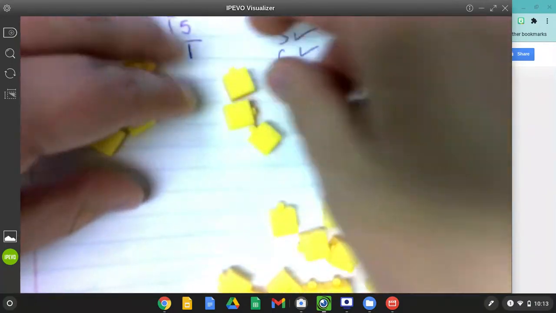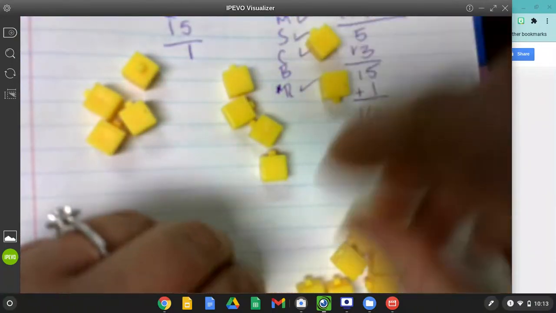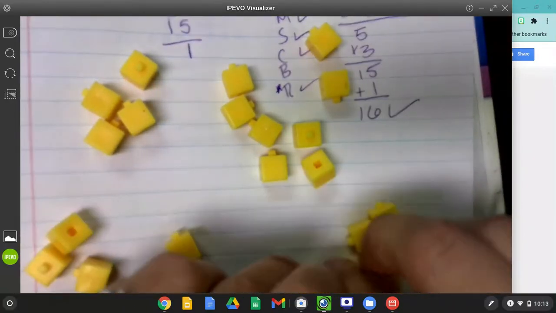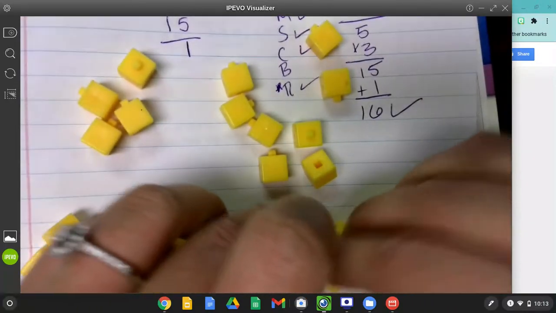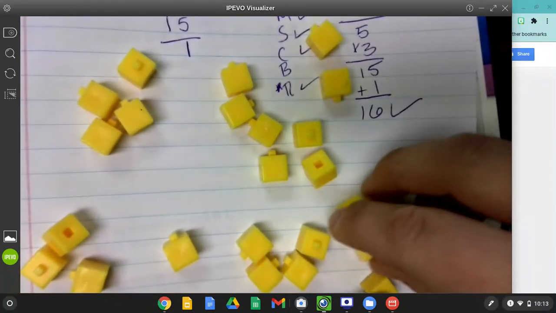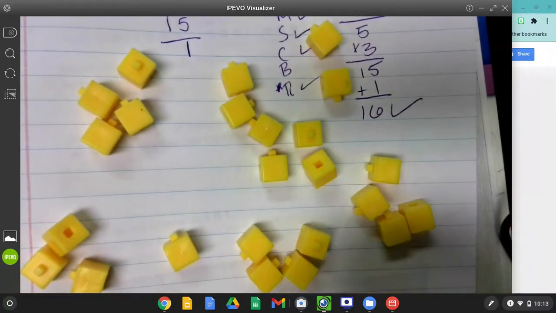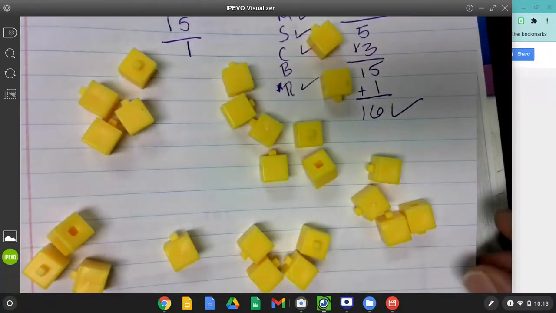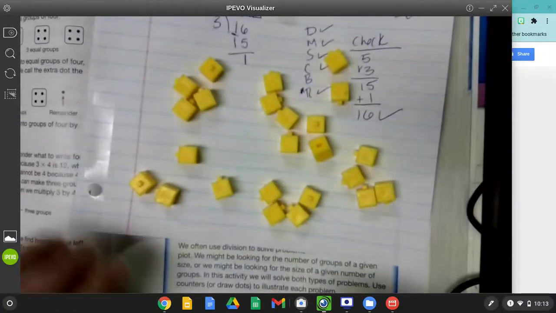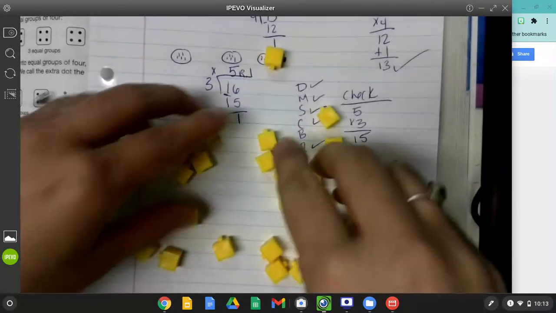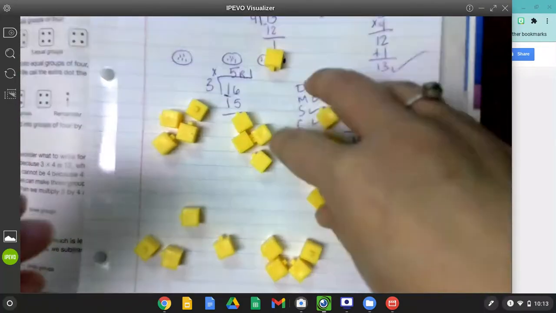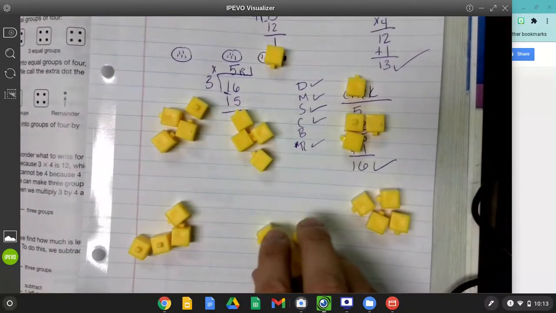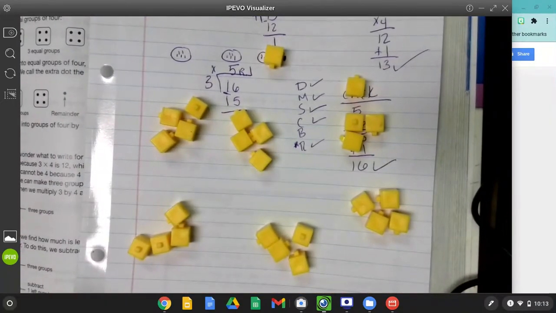So I got 1, 2, 3, 4, 5, 6. And then I have one little extra guy. You can't see him. I'll put him up there. Still can't see him. There we go. Okay, so I have 1, 2, 3, 4, 5, 6. So I have 6 groups of 4 and 1 left over.